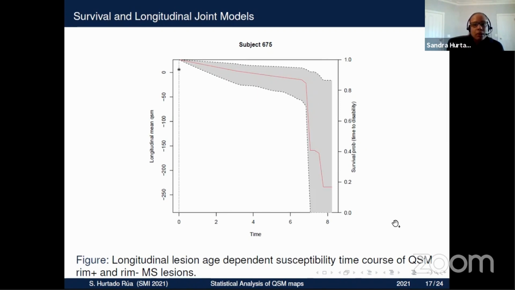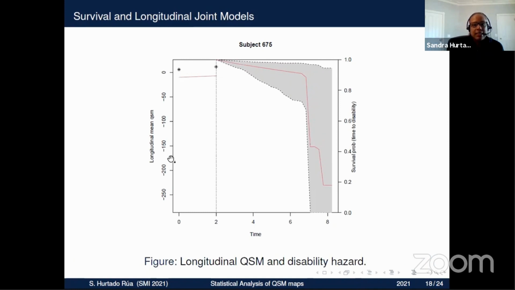So this is how it works. You jointly model, let's say in this case, we are using mean QSM for all the lesions for that patient, and how that impacts your survival probability or, identically, your risk of disability over time. So this is what it produces.